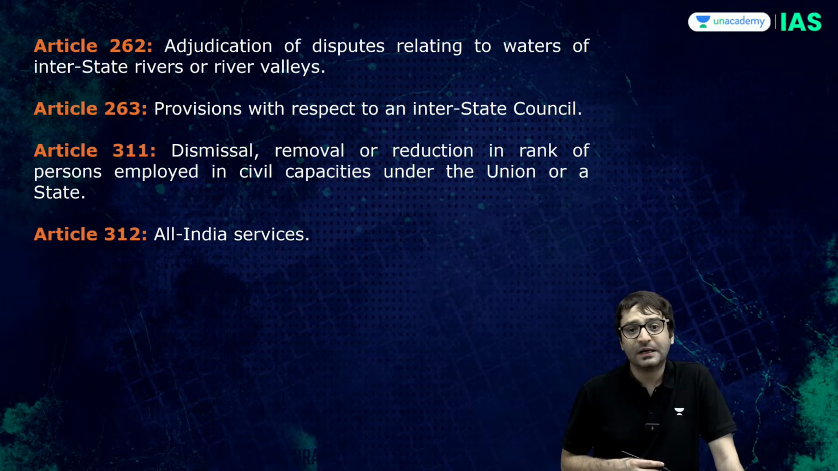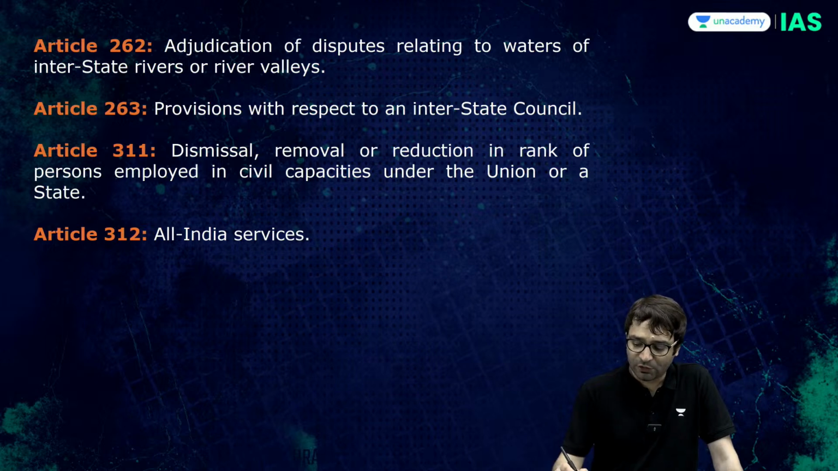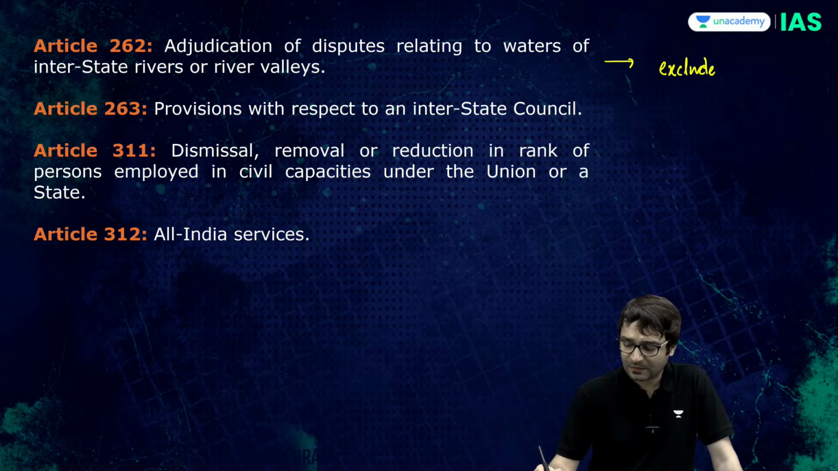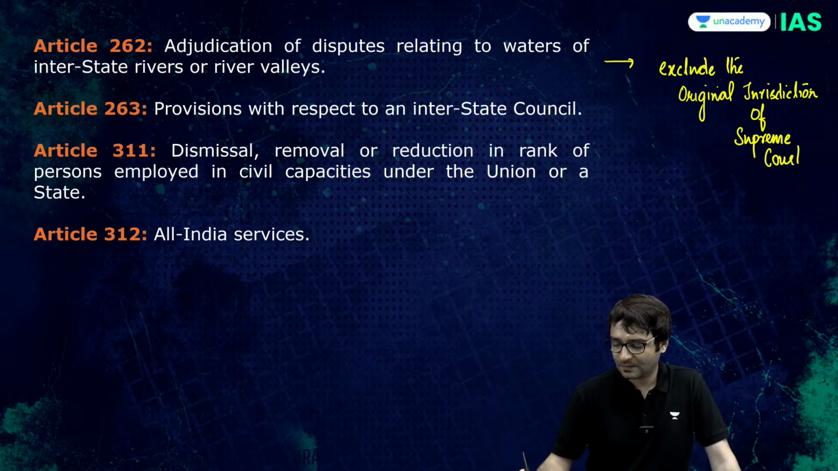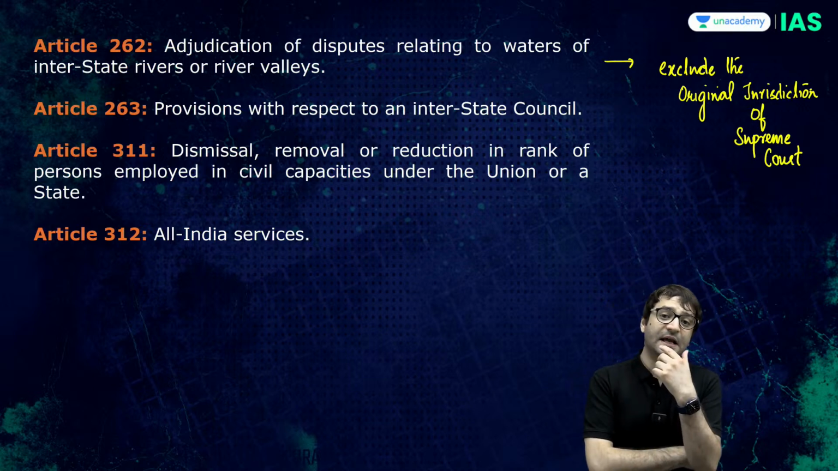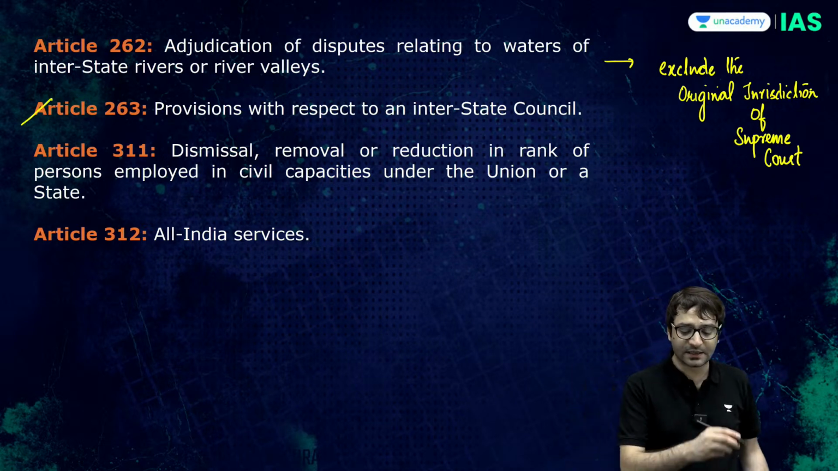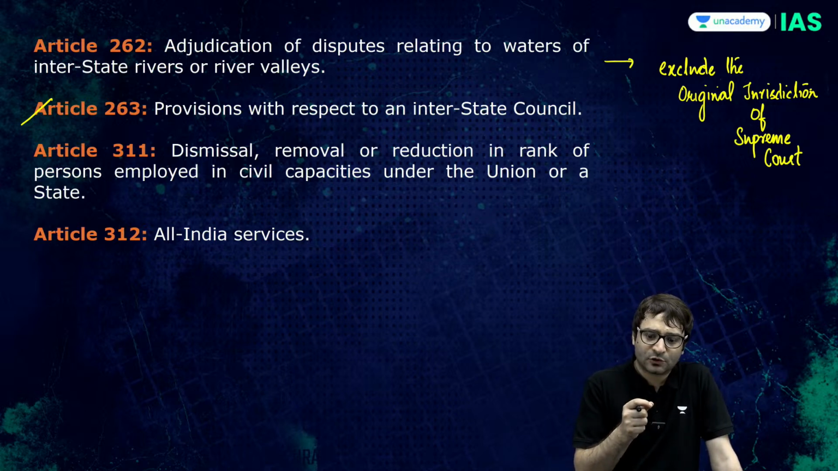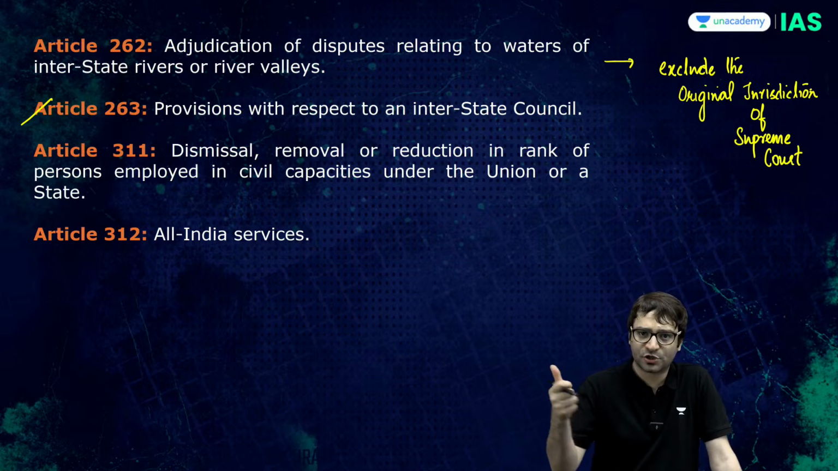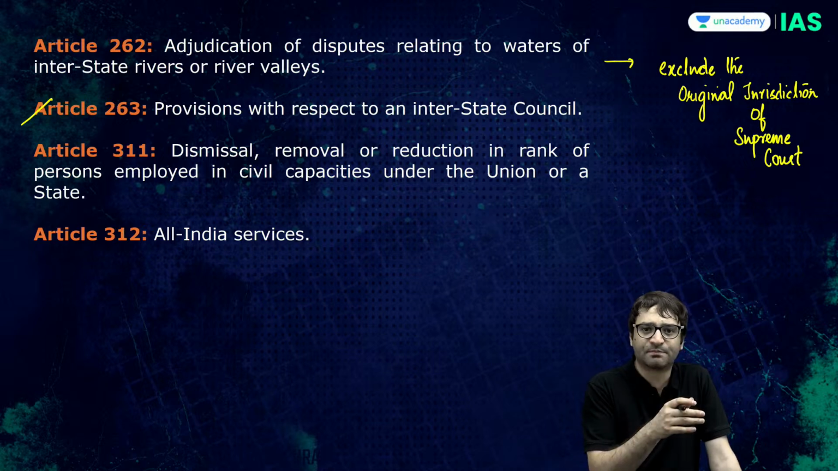That's Article 253. Article 262 talks about the adjudication of disputes related to interstate river water disputes or disputes related to the river valleys, through which you can also exclude the original jurisdiction of the Supreme Court. That's Article 262. Article 263 says, if the President is satisfied, he can create an interstate council. And he did that in 1991. So which provision of the Indian Constitution talks about adjudication of interstate river water disputes? 262. Which provision empowers the President to set up an interstate council?